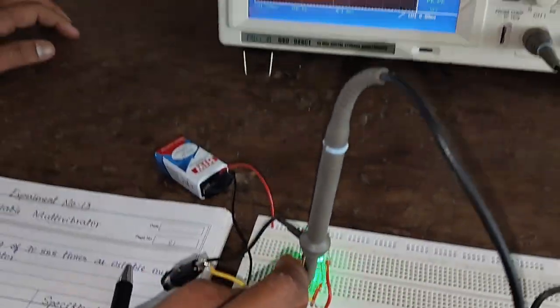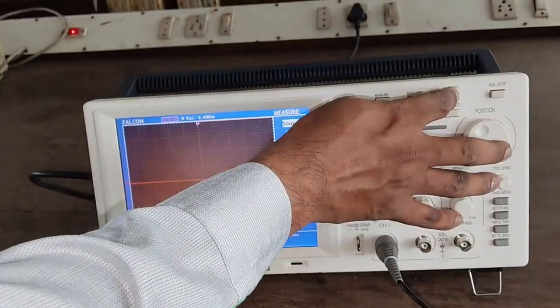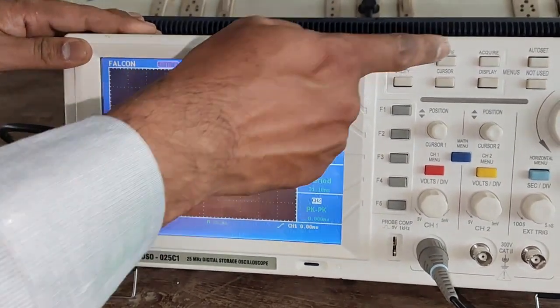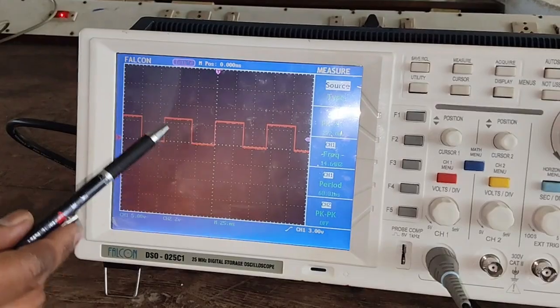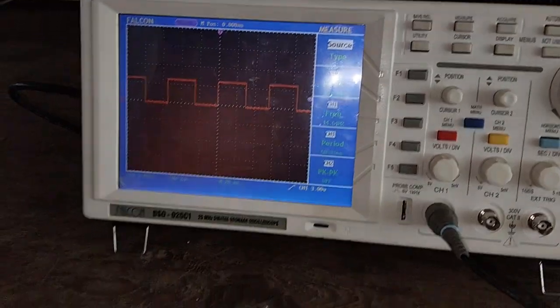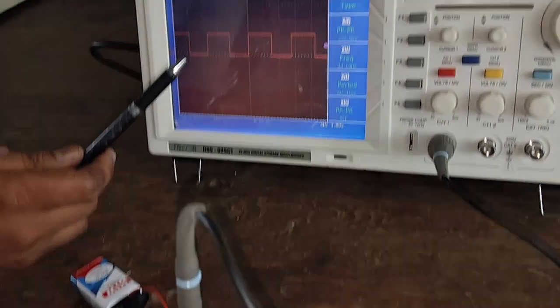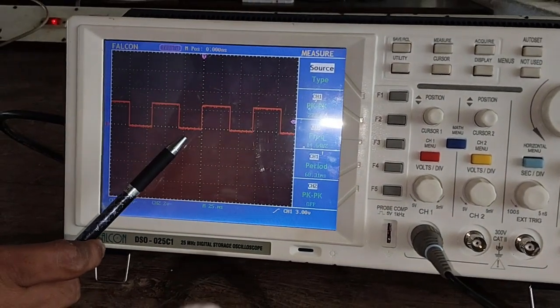Now press the auto set button on the DSO, and also press the measure button on the DSO. Here we can see that the LED is blinking because of the square waveform obtained at pin 3.